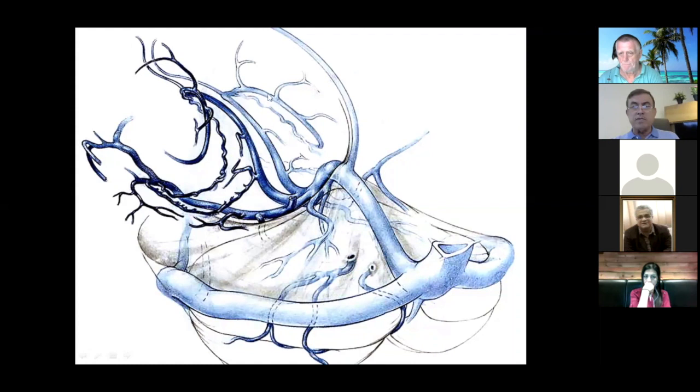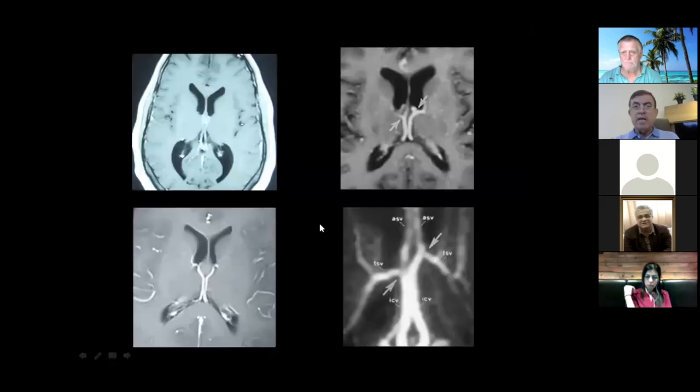Septal vein, thalamostriate vein, internal cerebral vein, the other side forming here coming to the vein of Galen, and here the inferior sagittal sinus, and here the vein of Rosenthal, the straight sinus, and the internal occipital veins and the others. So you can see these relations on the MRI. You can see here the thalamostriate vein, the septal vein, the internal cerebral vein.